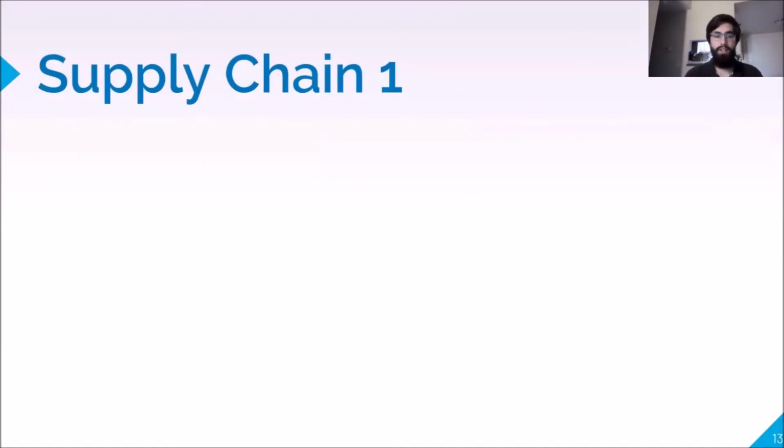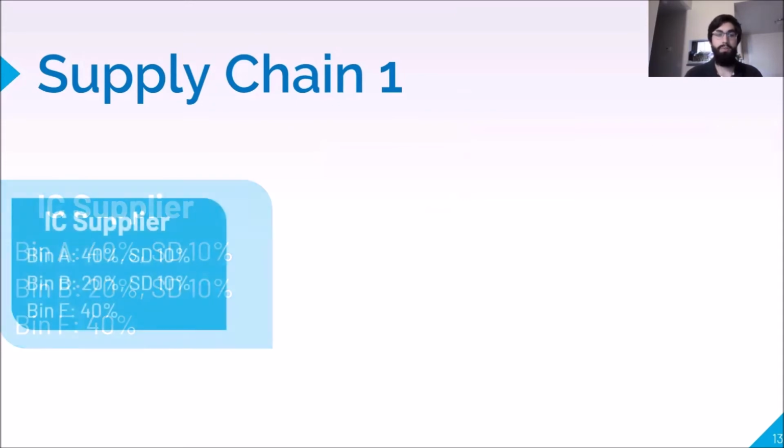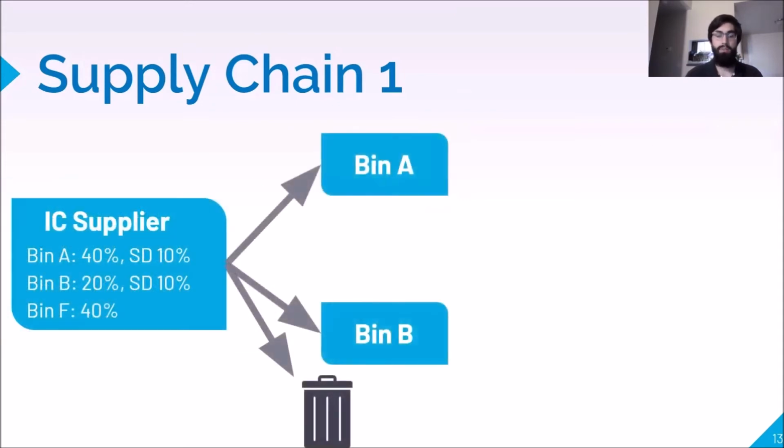After finishing our statistical and discrete event simulation model, we wanted to test it on a supply chain. So we started off with one IC supplier that has a binning A rate of 40%, a binning B rate of 20%, and a failure rate of 40%, which is not uncommon. After ordering from the supplier, some of the items will go to bin A, some will go to bin B, and some will go to scrap based on the randomness.